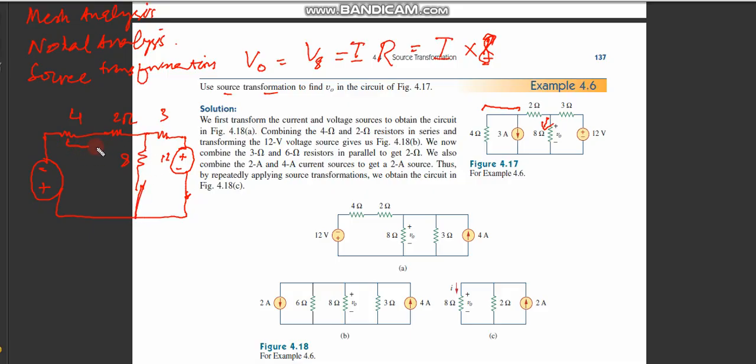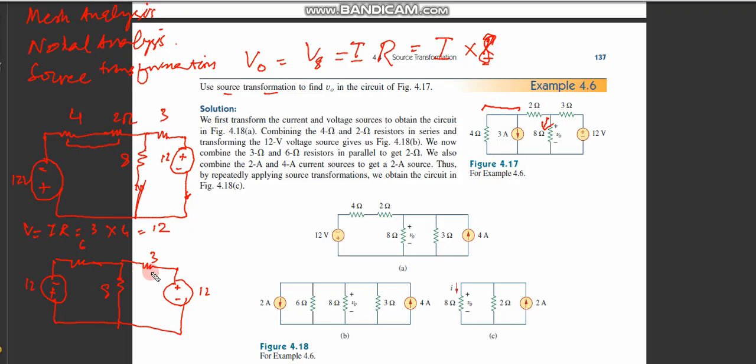Now remember, these two resistances are in series. What is the value of this voltage source? By definition it is equal to I times R. The current is 3 and the resistance is 4, so this is 12 volts. So I can redraw this circuit: this is minus, this is plus, 12 volts, this is 6, then this is 8, this is 3, and plus minus 12 again, this is 3.